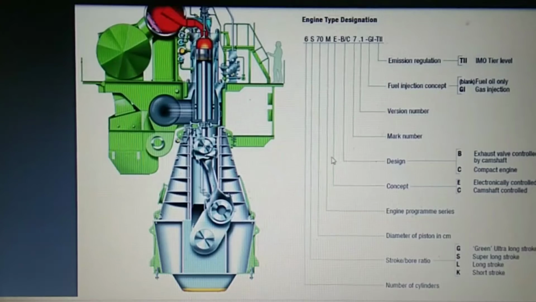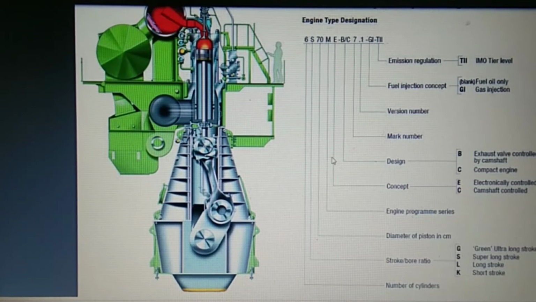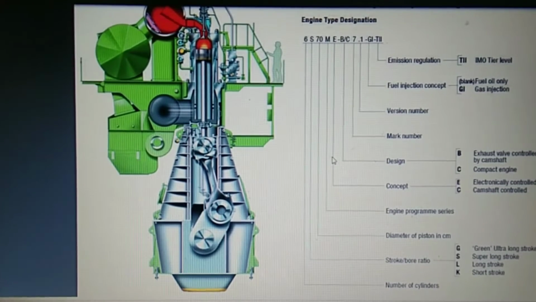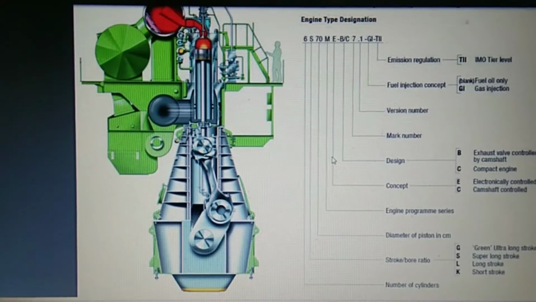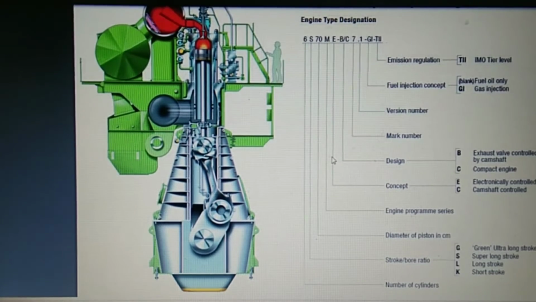So this 6 is the number of cylinders. S is the stroke bore ratio. Now stroke bore ratio: S is for super long stroke, G for green ultra long stroke, L for long stroke, K for short stroke. Then 70 is the diameter of the piston in centimeters. Then M is the engine program.